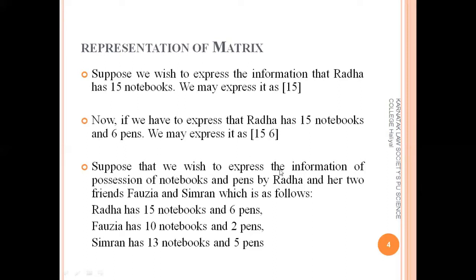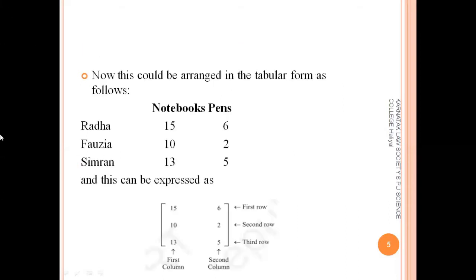Similarly, we wish to express the information of possessions of notebooks and pens by Radha and her two friends Fauzia and Simran, which are as follows. Radha has 15 notebooks, 6 pens. Fauzia has 10 notebooks and 2 pens. Simran has 13 notebooks and 5 pens. We may express the given information in tabular form by writing the notebooks on one side and pens on the other side. And this can be expressed in matrix form by using a pair of rectangular braces.